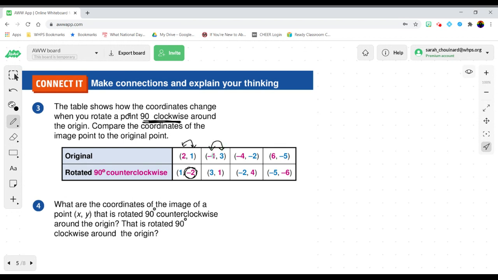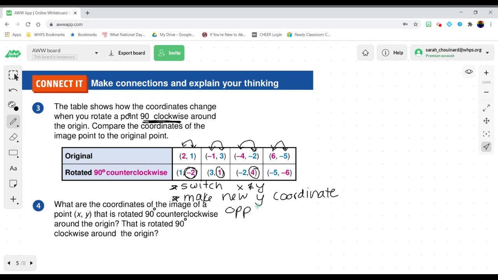So they swapped -1 and 3. 3 stayed the same, but y became +1. They switched -4 and -2. -2 stayed the same, but it became the opposite, +4. 6, -5 switched and became -5, -6. So our rule here with 90 degrees clockwise is still to switch x and y, but you're going to make the new y coordinate opposite.